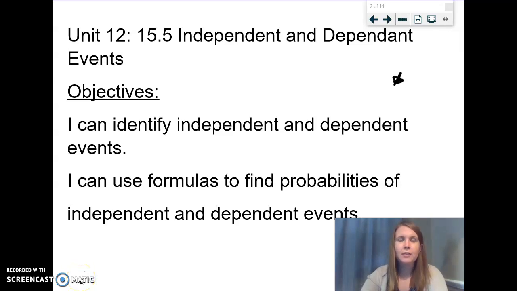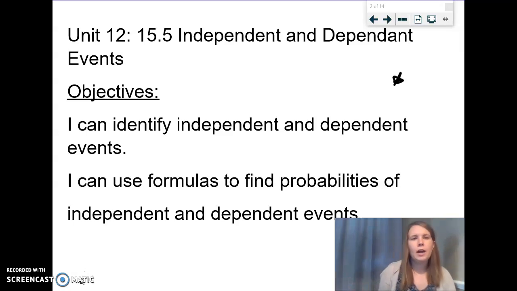Hello, 7th graders, and welcome to lesson 15.5, where we are going to talk about independent and dependent events. Remember, within this unit we're talking about probability, so we're talking about independent probability, things that are not related, and then dependent, meaning they relate to each other. Something's going to happen, and then it's going to cause an effect, so there's a cause and effect with the other part.